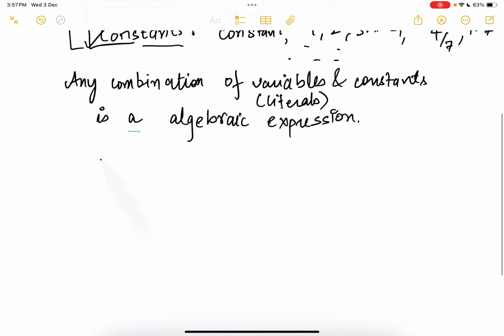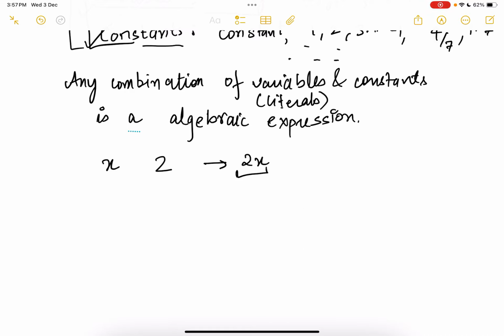Suppose I took a variable, let's take x because that is the most common. So I took a variable which is x. I took a constant, suppose I took the constant 2. When I combine them it is 2x. Now this is an algebraic expression.